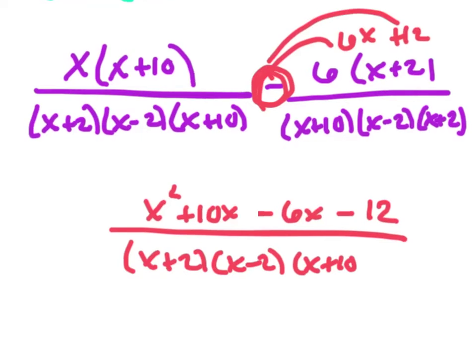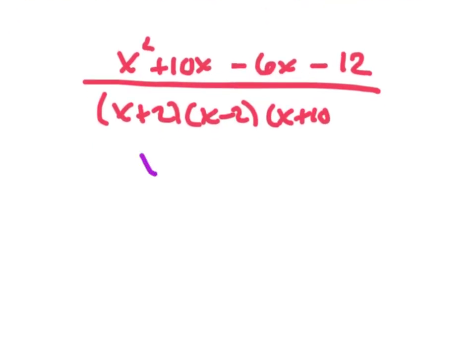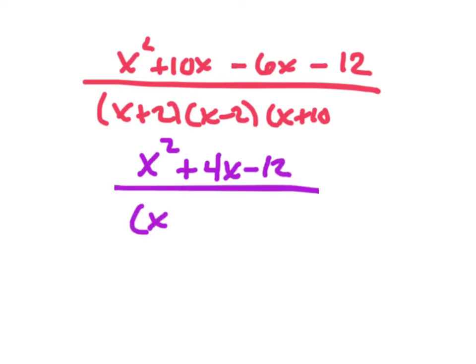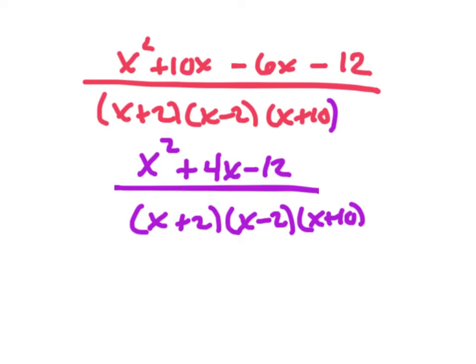And now I'm almost done. I'll put my like terms together, so I've got x squared plus 4x minus 12 over the, and again, I'm not going to multiply because I'm hoping in the end something will cancel at the very end. And I can factor that numerator. I'm thinking 6 and 2, so x plus 6, x minus 2.